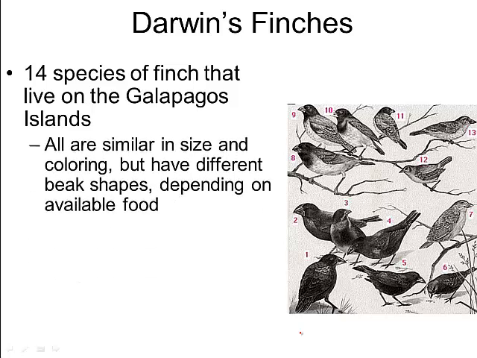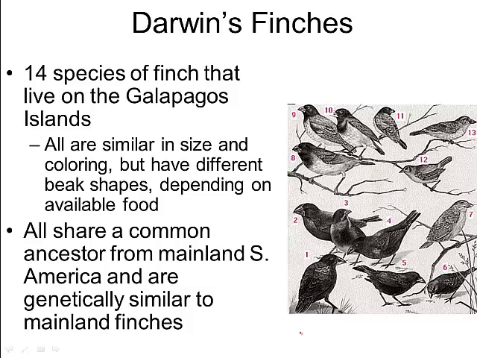So they were all similar size and coloring, but what he noticed is that they had different beak shapes, and those shapes of their beaks depended on the food that was available to them in the particular region they were living in. So if they had to be able to crack open nuts, then they needed to have a big, strong beak. If they had to be able to dig into wood to get termites, then they needed a thinner beak that they could kind of dig in with. So depending on their food source, they developed different beak shapes.